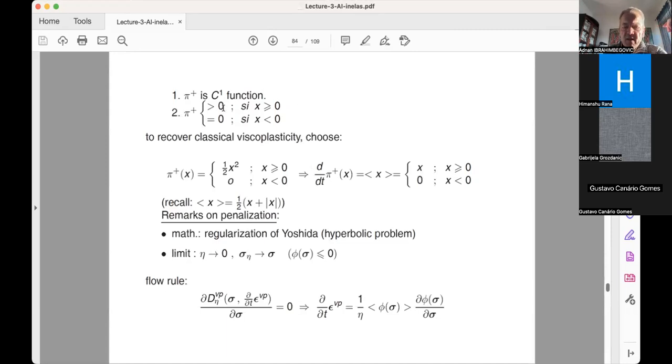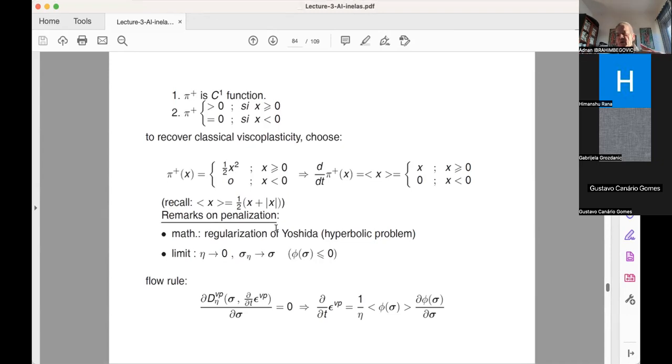And that's actually the choice that I made. The choice is that basically I want this function to be x when x is positive and 0 otherwise. So one simple choice is 1/2 x squared. If I take a derivative of such a function, where this is 1/2 x squared when x is positive and 0 if it's negative, the derivative of this function becomes x when x is positive and 0 when x is negative. And that's precisely this Macaulay bracket. So in mathematics, and this is in the book of Duvaut and Lions, this is called Yosida regularization.